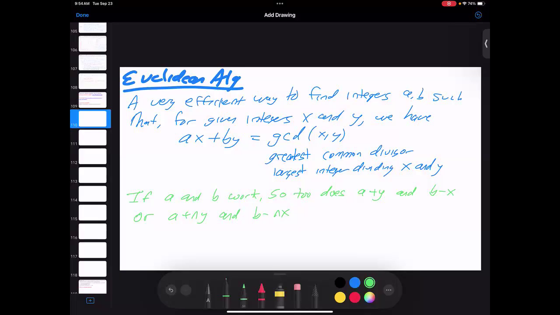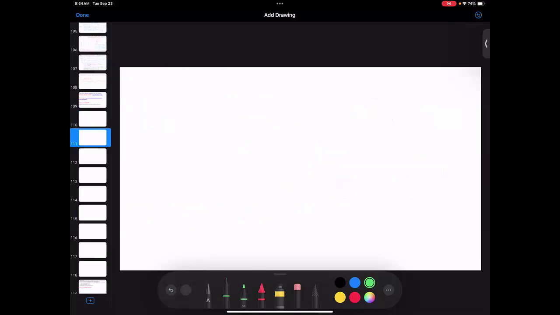So there's two things going on here. The first is that there are such an A and B, and the second is we can find them quickly. So let's do a proof: A and B exist when X and Y are relatively prime.